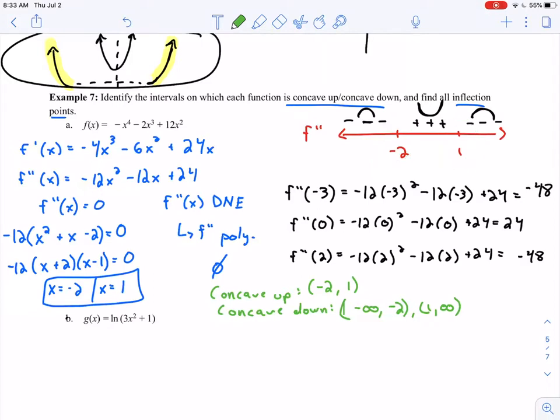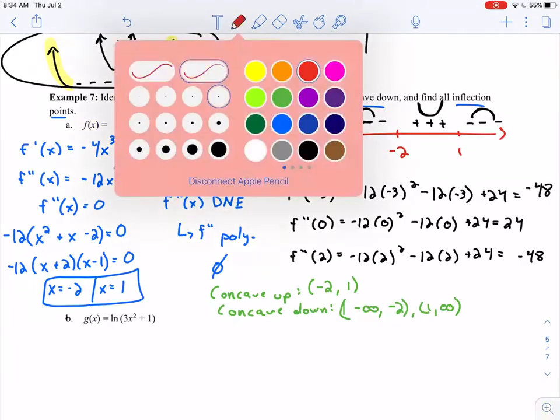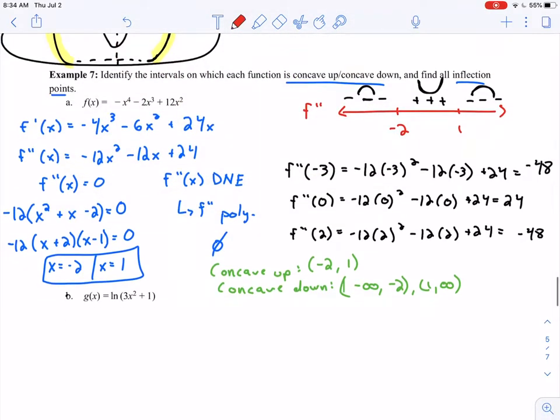So the last thing I need are the inflection points. I have the x values. Remember, these are both x values over here. I just need to find the y values. I look at my original f of x right here. That is where I look for my y values. I'm going to take those x values, plug them into my original function, my original f of x, and that will tell me the y values. Let me do that in red. So I have inflection points.